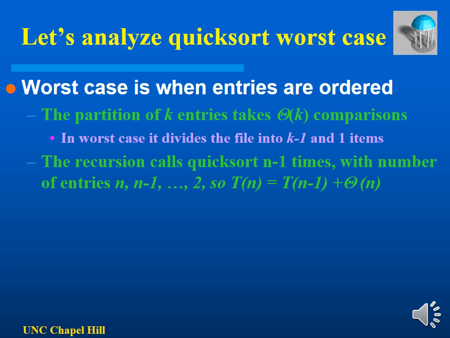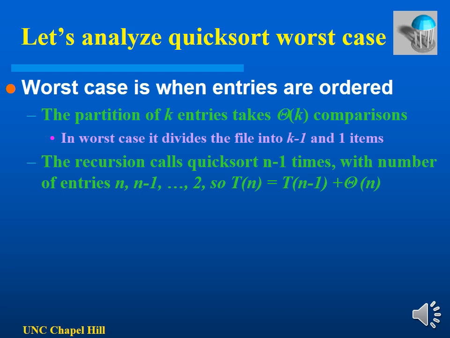So what we've shown, in the worst case, is that T of n, the time to sort a file of size n, is the time to sort a file of size n minus 1, plus this cost of comparisons and placements, which is theta of n cost. This is a recurrence relation. The recurrence relation has to be solved so that we can get T of n equals theta of something.